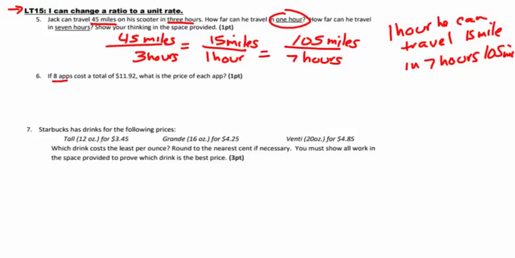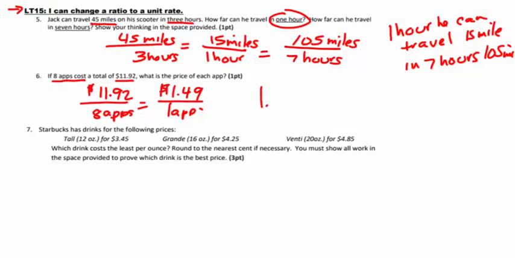If 8 apps cost me a total of $11.92, what's the price of 1 app? That's just a unit rate. Remember, when we're dealing with money, money should go on top. So $11.92 for 8 apps, but I want to know how much 1 app costs. Okay, sorry for my writing here. All right, so I'm just going to simply divide it. So $11.92 divided by 8, and that comes up $1.49 per app. Okay, $1.49. All right.